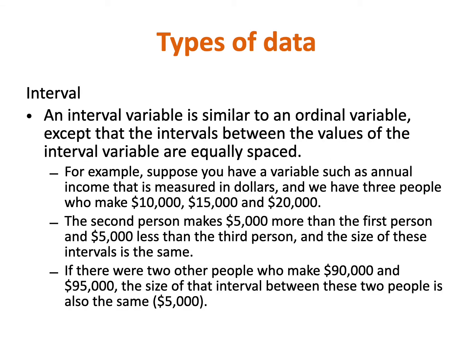The interval variable is similar to the ordinal variable, but the intervals between the values are equally spaced. Suppose we have a variable such as annual income that is measured in dollars. So we have three people who make 10,000, 15,000, and 20,000. The second person makes 5,000 more than the first person, and 5,000 less than the third person, and the size of this interval is the same. So if there were two other people who make 90,000 and 95,000, the size of the interval between these people would also be the same.